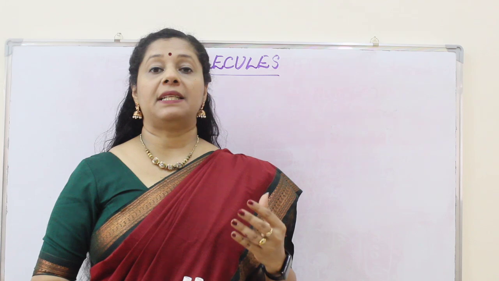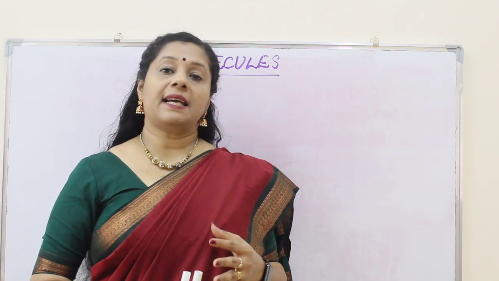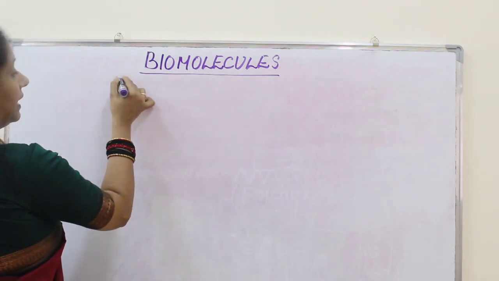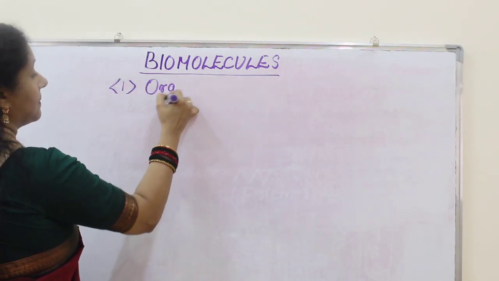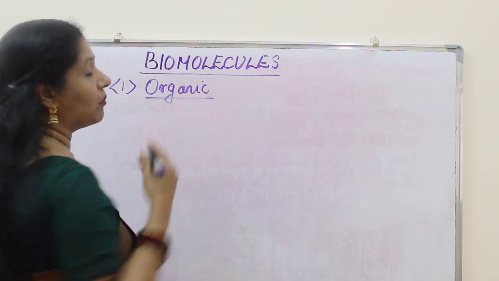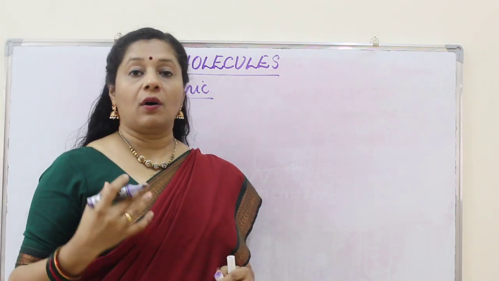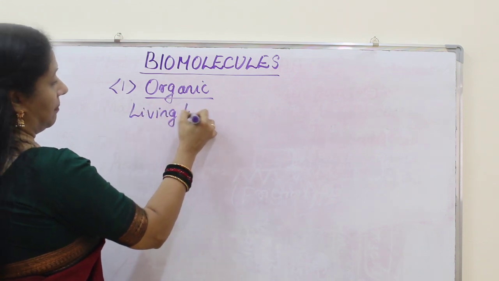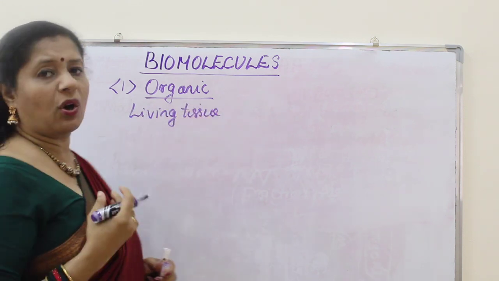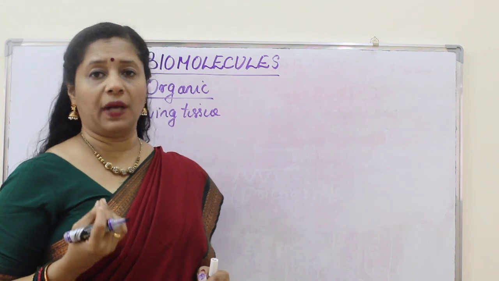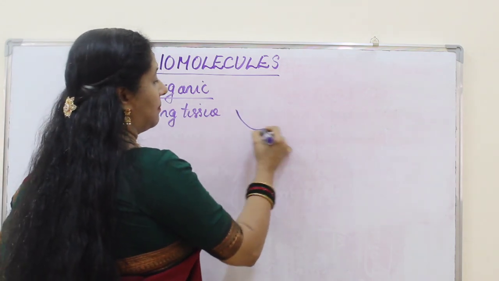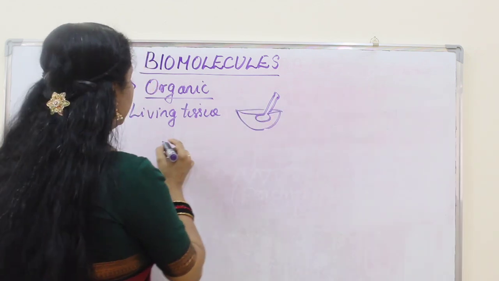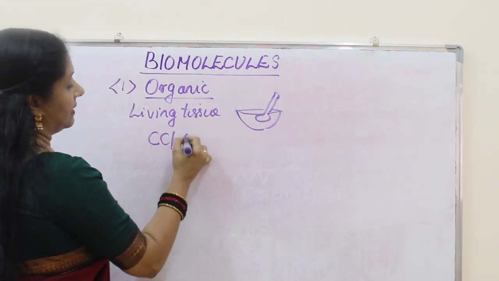It is by elemental analysis. Analysis can be done in two ways. The first way is analysis of living tissue for organic compounds or organic molecules. How do we do that? You take a small piece of living tissue, maybe a plant tissue or an animal tissue or a part of a liver, or whichever tissue you want to analyze. Then you use a mortar and pestle to grind it using something called trichloroacetic acid.